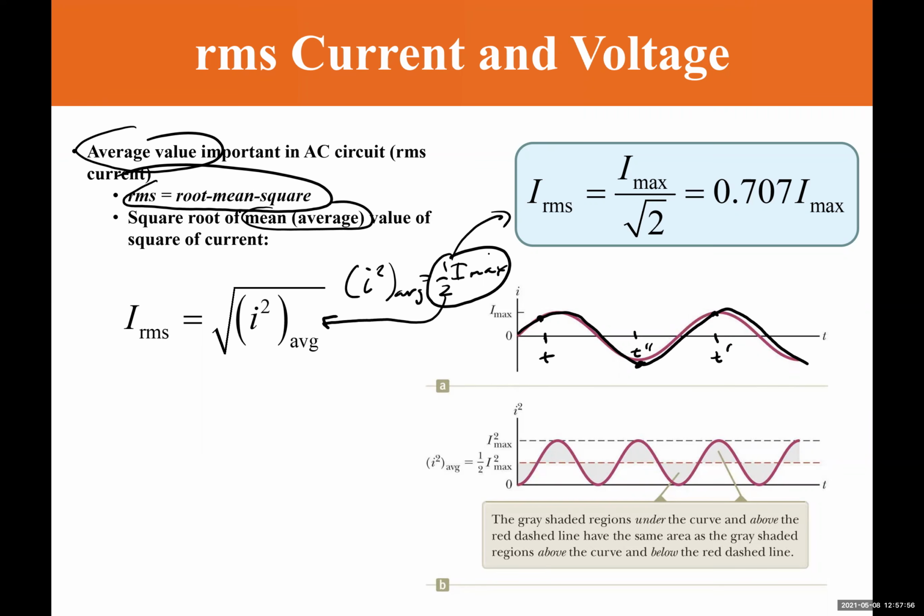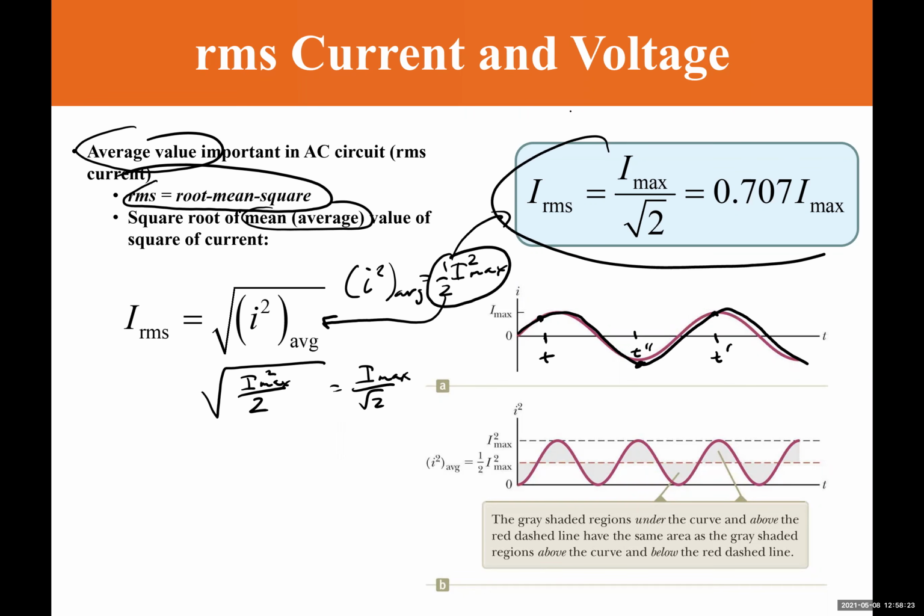So you end up with 1/2 I max. Sorry, I forgot to square that one over there. So if you plug in over here, it's going to be I max squared over 2. Since I max is squared, it can come out of the square root, but 1 over 2 doesn't, so it becomes the square root of 2.